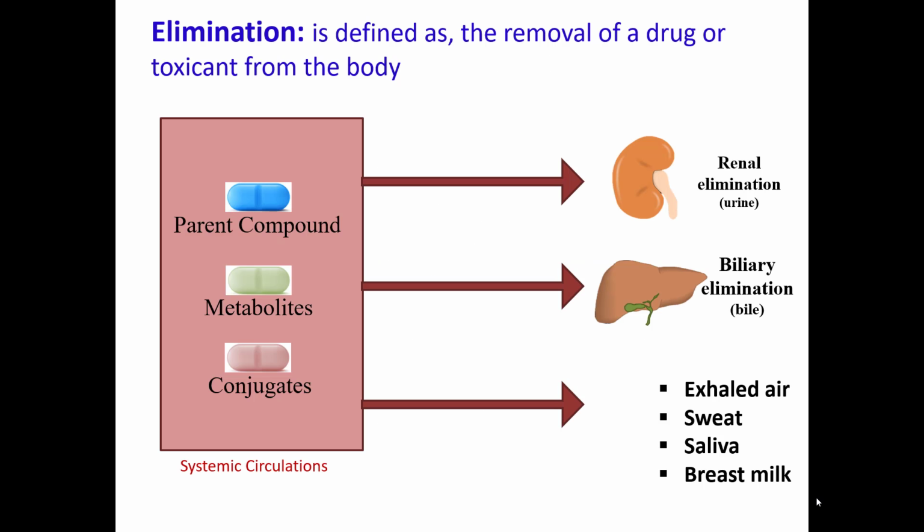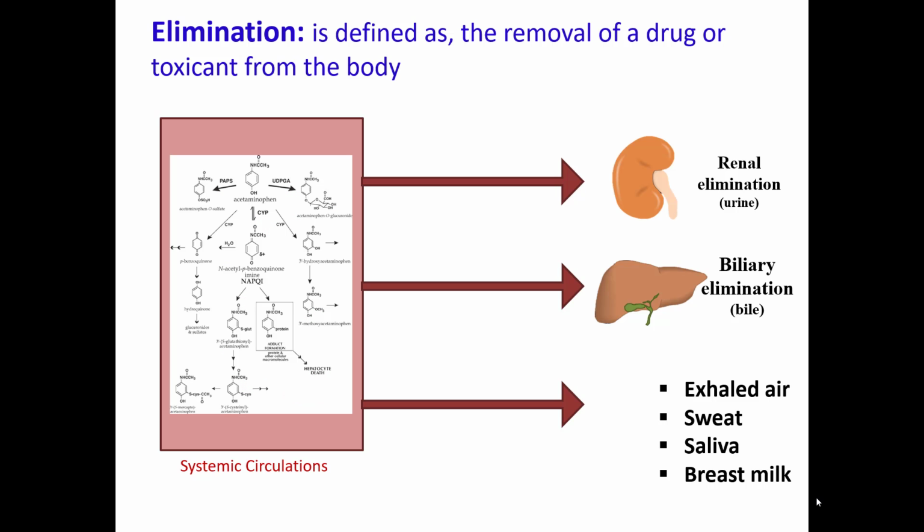Elimination is the removal of a drug or toxicant from the body as the parent compound or as metabolites. Recall the example of acetaminophen metabolism. And now we will go through the types of elimination they will undergo. The kidney is the main excretory organ, which eliminates many compounds through urine. The liver also plays many roles in elimination by excreting compounds through the bile. Other organs play a minor role in the elimination of drugs and toxicants. Some are eliminated through exhaled air, sweat, saliva, and breast milk.